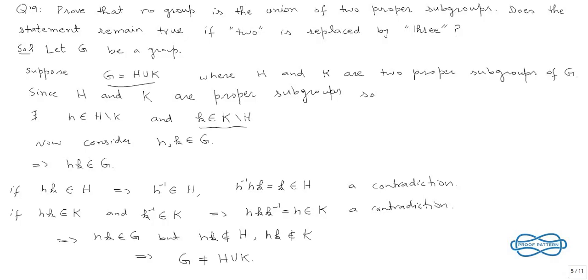Now we will check whether the statement is true for 3 or not. Okay, and we will prove that by example, that the statement is not true for 3 instead of 2, means we can have a group and 3 proper subgroups, so that the group can be written as the union of those subgroups.